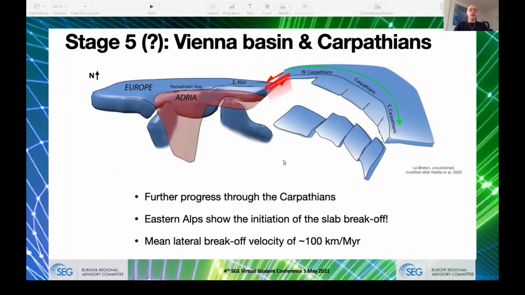So if we compare this, we have something around 1,900 kilometers of slab break-off migration over the last 19 million years, and therefore we end up with a mean lateral break-off velocity of approximately 100 kilometers per million years.